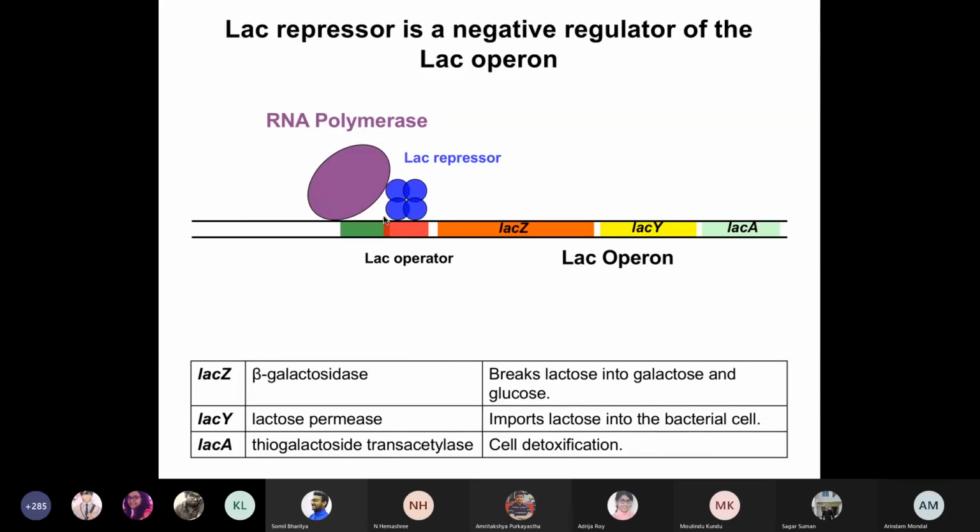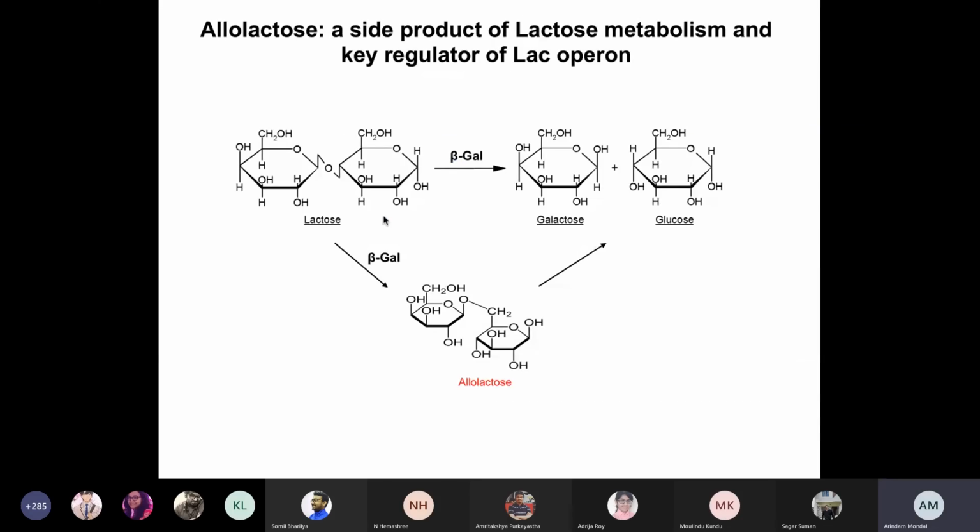But when there is a little bit of lactose in the environment, a very little amount of lactose can, by some kind of leak, enter into the cell, and there is a very basal level of beta galactosidase enzyme remaining in the cell, which can actually perform this reaction.